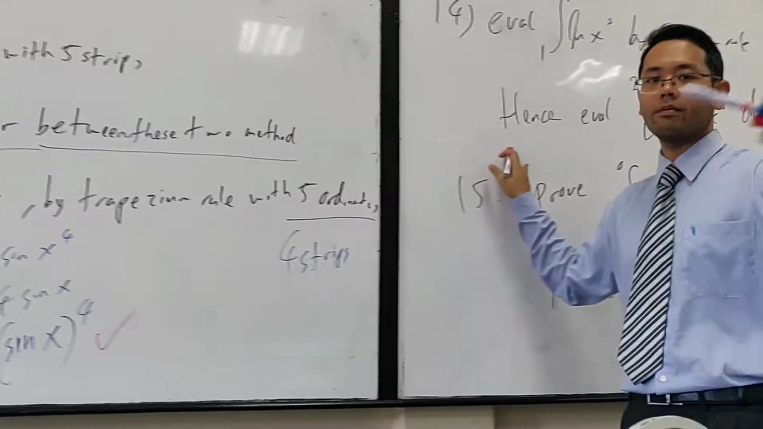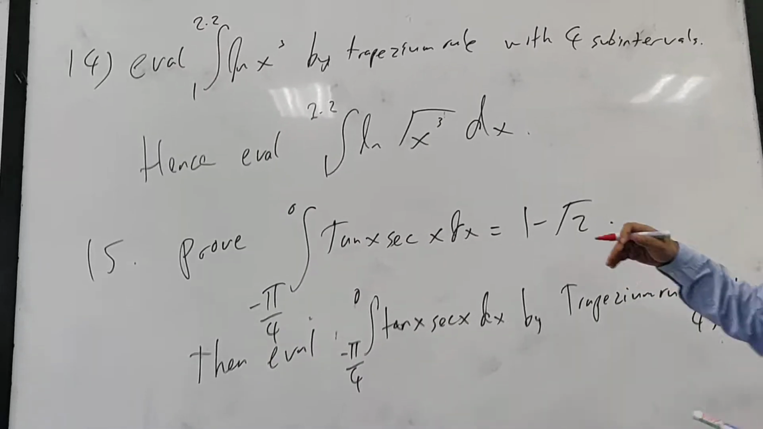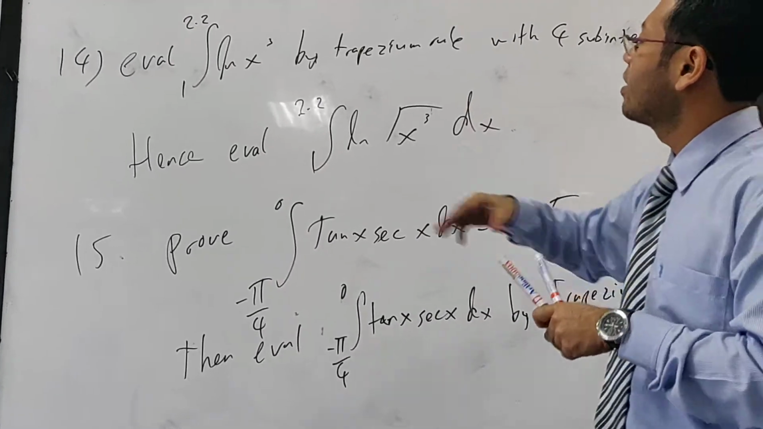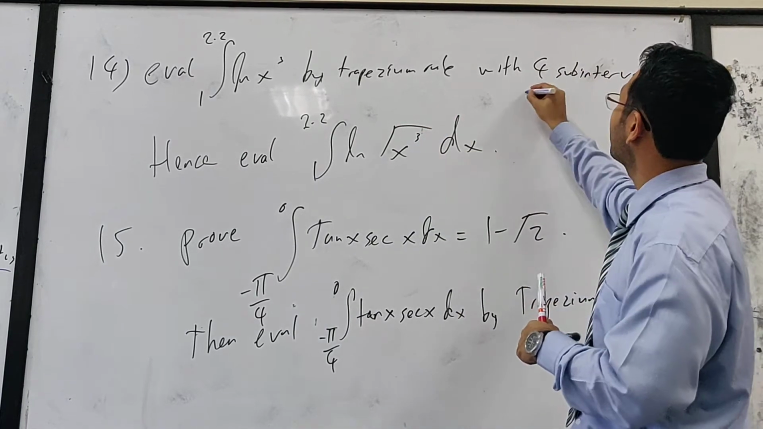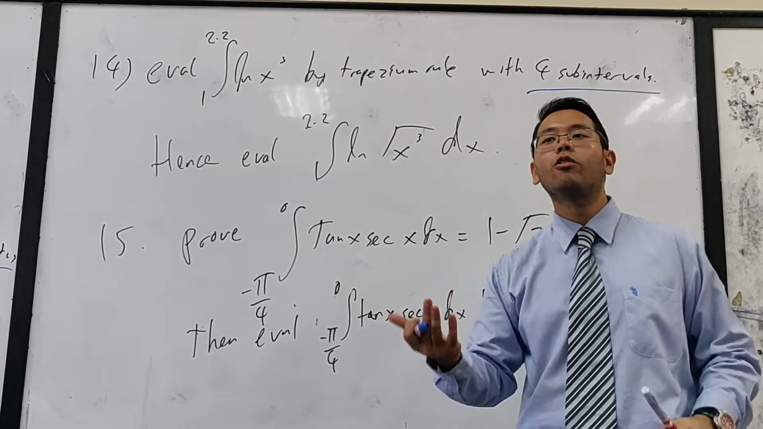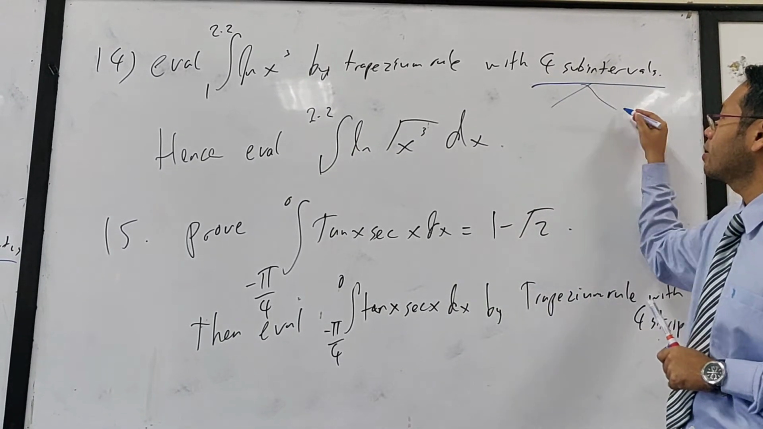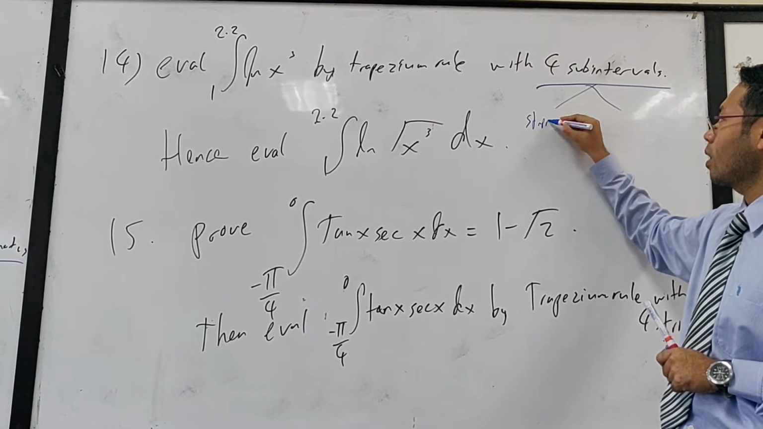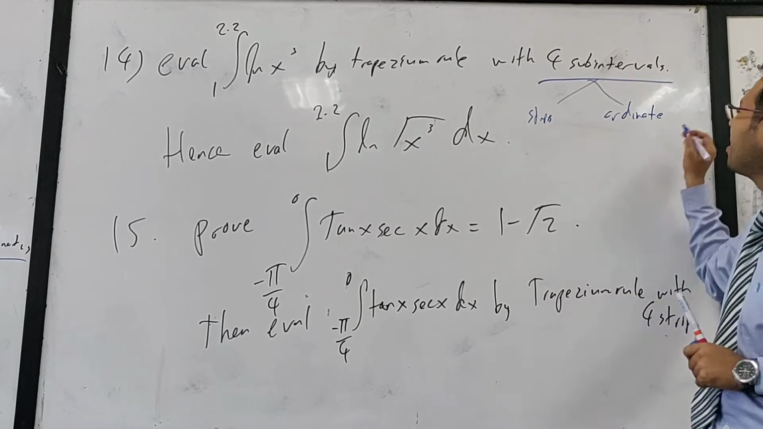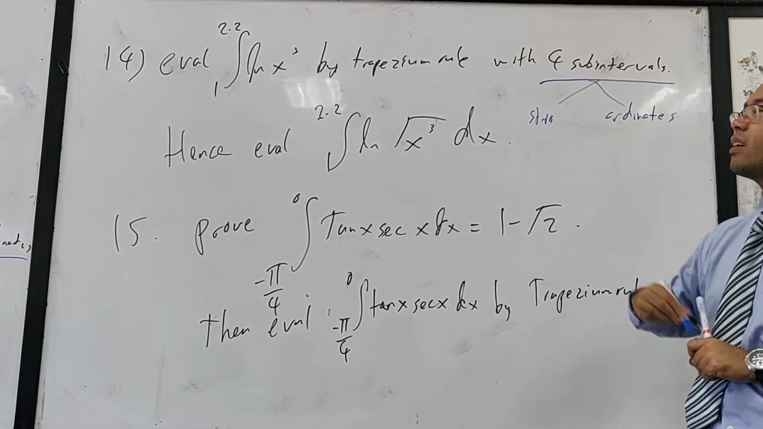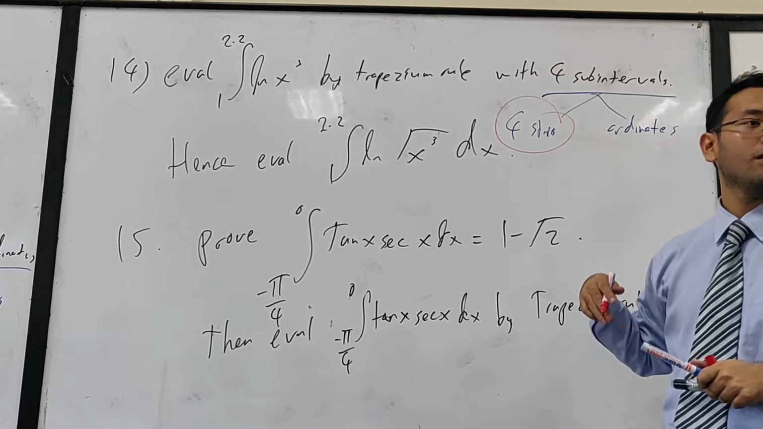Okay, for this one, if you look at question number 14, it says here, evaluate this one by the trapezium rule, and all of a sudden it said 4 sub-intervals, not ordinates, not strips. Which one do you think it is? Ordinates or strips? It's 4 strips. Okay, it's another word for strips in short. Right?